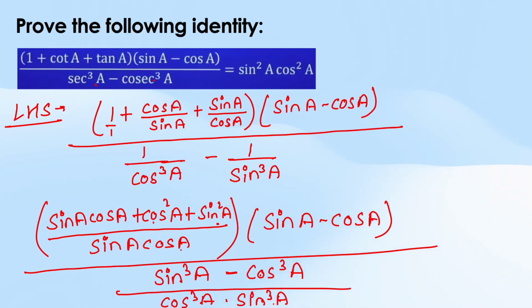Clear? You have to just remember the identity of A cube minus B cube, and one more thing, you have to see the right hand side, what we want. We want everything in sine and cos format, so I just converted it into that, right? In each and every question, the questions are really easy. You just have to be careful about what you want to prove.